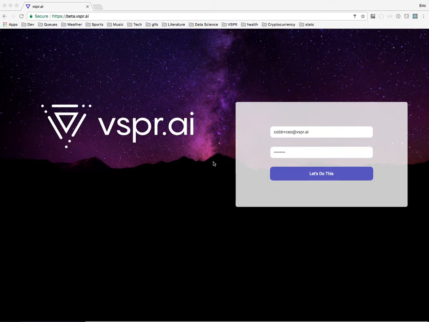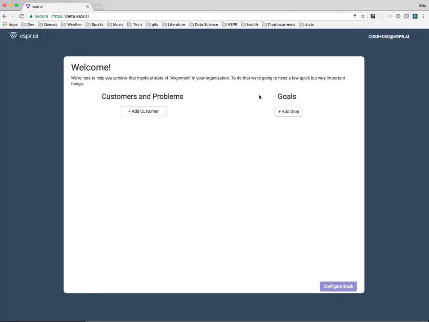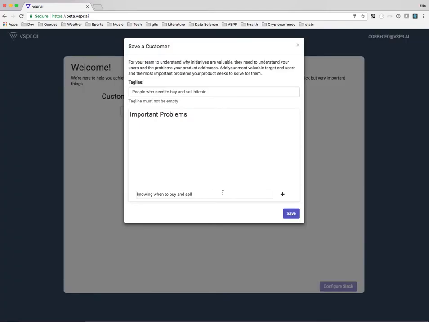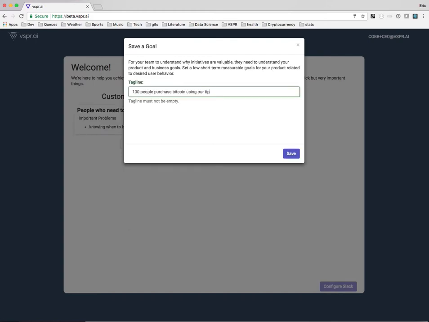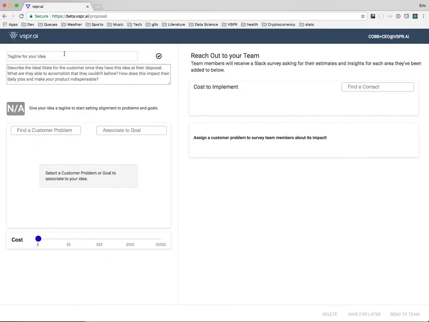And today I'm going to give you a little demo on how to use the app. So what Vesper is, it's an ideation tool that really helps you prioritize your roadmap by soliciting feedback from different members of your team. In order to do that, what I need to understand is what my customers' problems are and what my goals are that I'm trying to accomplish in the near term. So this is an idea that I'm going to reach out to my team to try and figure out how well it will solve my customer problems, and how well it will help me achieve my goals.